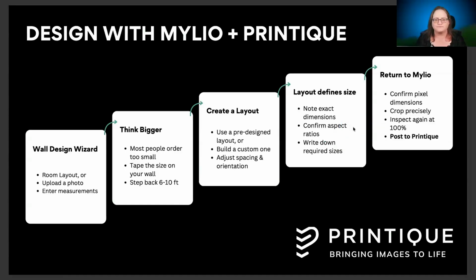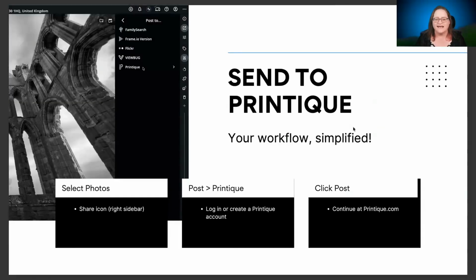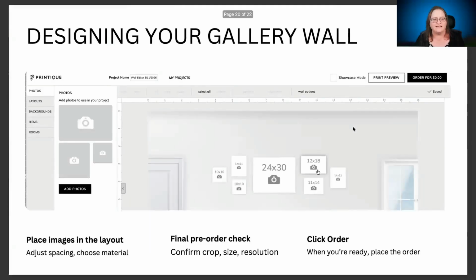So once that's done, we can jump back over to the Printique website and start putting those pictures into our layout. So as I said, you can select the images you want to send. Go ahead and click the share icon, choose Post, Printique, and post them. It's very, very simple. And this integration just makes it so seamless. You don't have to worry about color spaces. You don't have to worry about file formats. You certainly can export something individually and then upload it directly to Printique. There's nothing to stop you from doing that, but you don't have to, which is really, really nice.